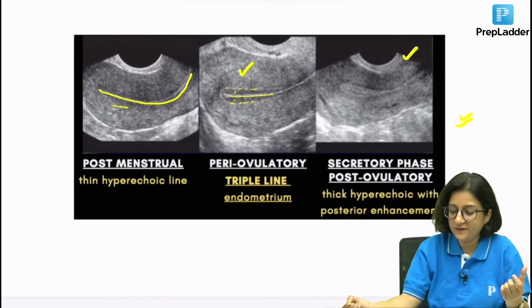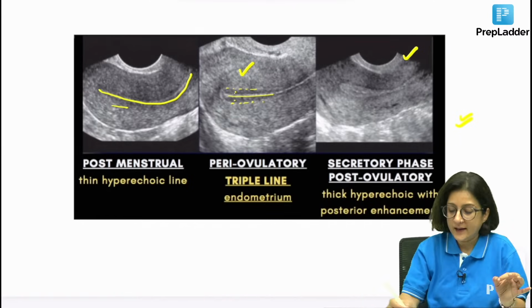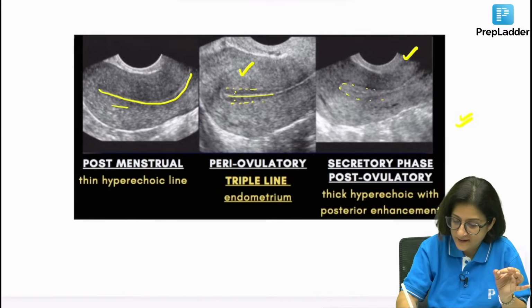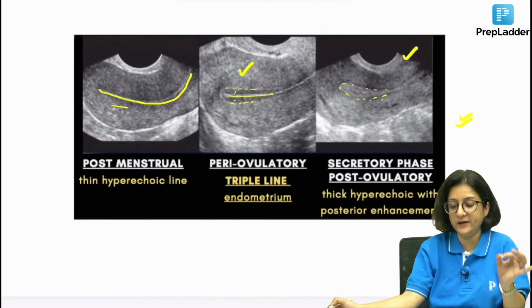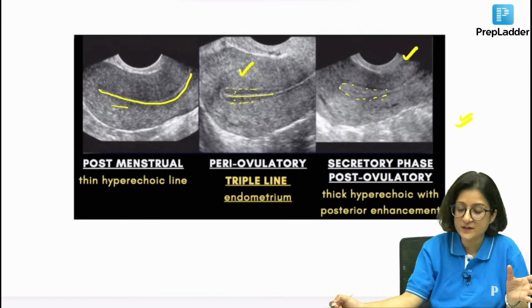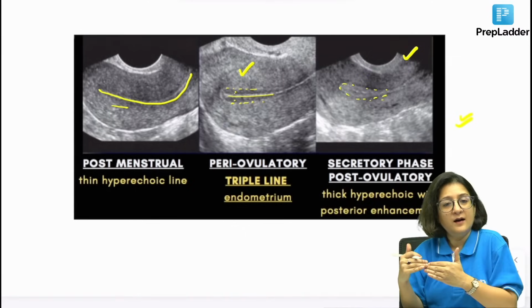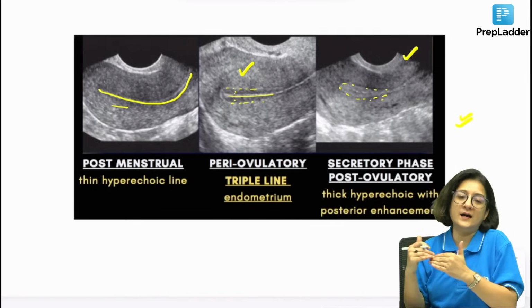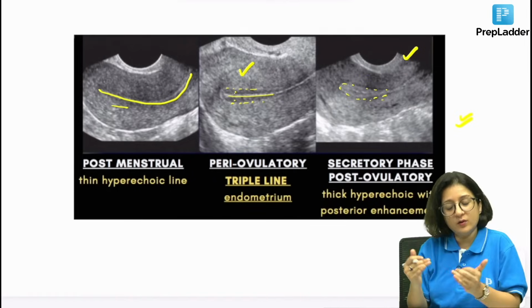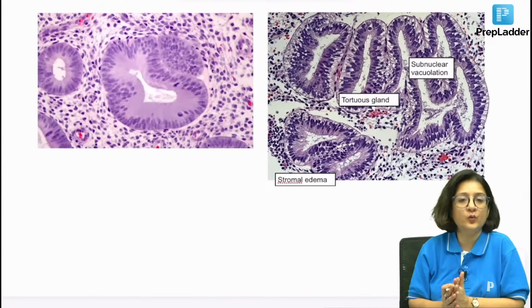And then secretory phase endometrium on the right showing a thick, all this is thick white, right? So thick hyperechoic with posterior enhancement. These are the endometrial lining images on ultrasound, right? Try to correlate this with these two images also.